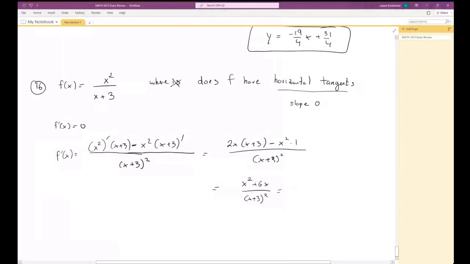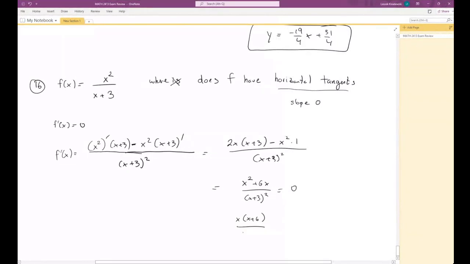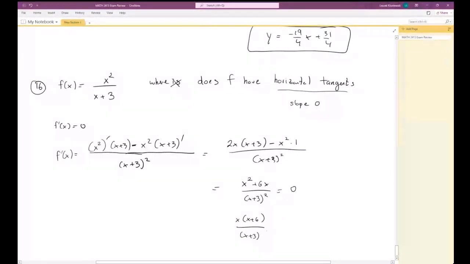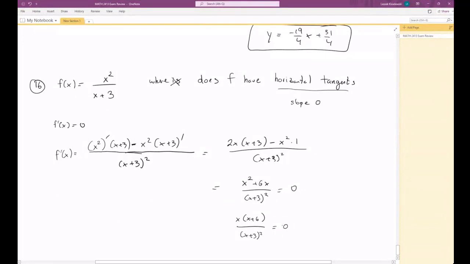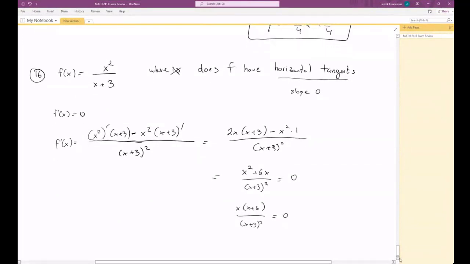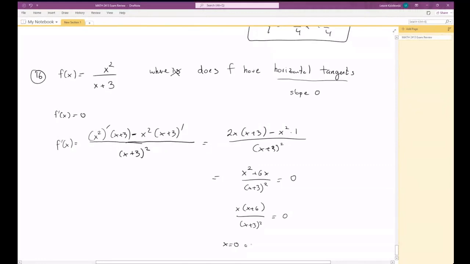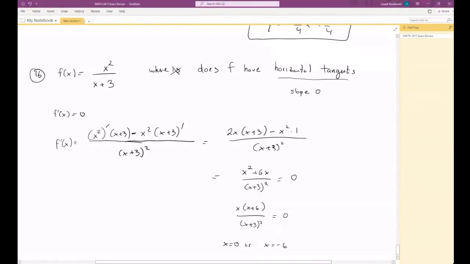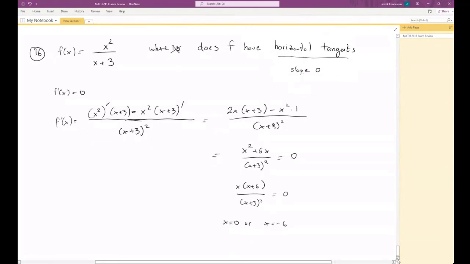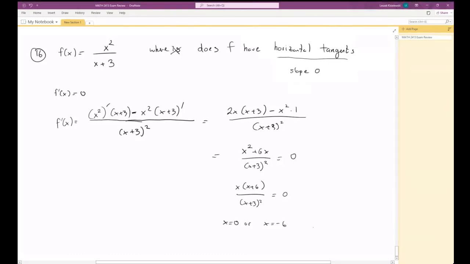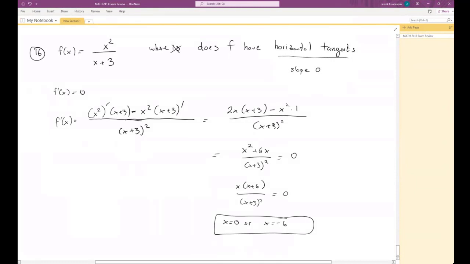All right, so now we set that equal to 0 and factor. You know, there's going to be a follow-up question here. Do you know what it is? Okay. But anyway, solving for x, we see that x could be 0 or x could be -6. That would make the derivative 0. Okay, so there you go. That answers the first question. Where does this function have horizontal tangents?